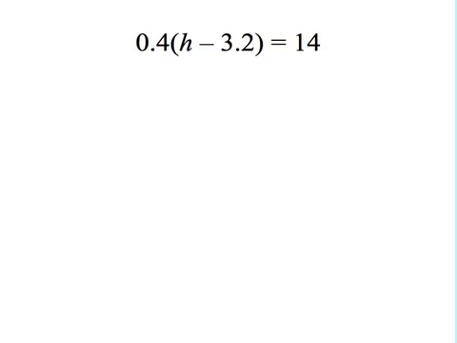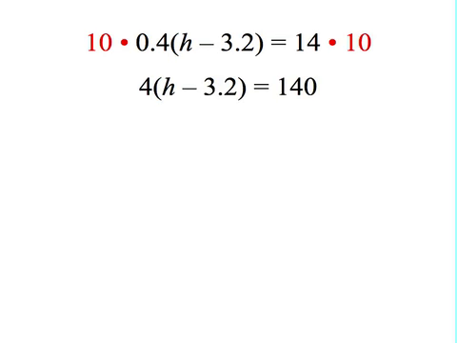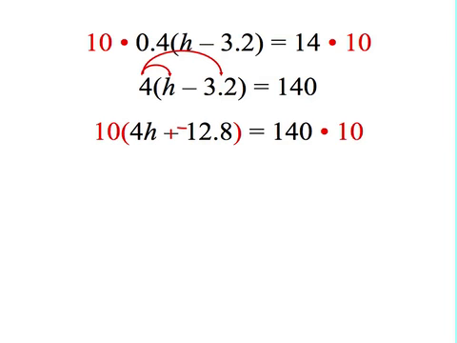Here's one that involves the distributive property, and I'm going to do it two different ways. The first way is to turn the point 4 into an integer by multiplying both sides by 10. And we get 4 times the quantity h take away 3.2 is equal to 140. Now we carry out the distributive property. Then we apply the definition of subtraction. And now we see that we still have one term left with a decimal in it. It's in the tenths place, so we multiply by 10 for a second time.